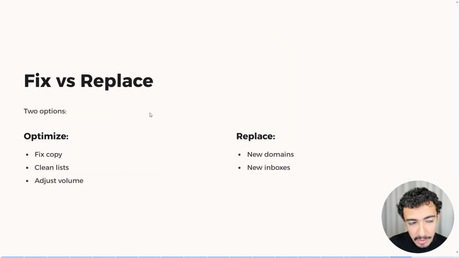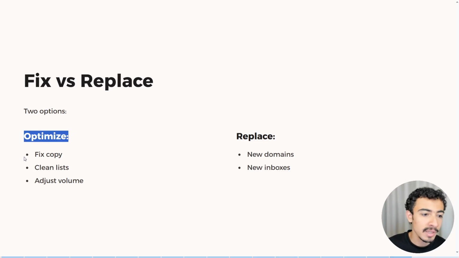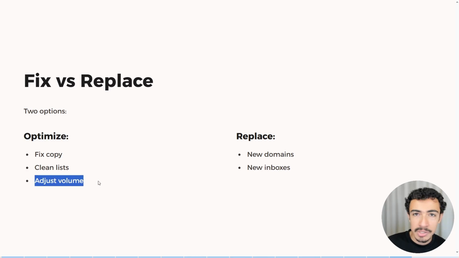Now I want to get into this concept of fix versus replace. There are two ways you really go about fixing deliverability. There's the fixing part, the optimizing part, which is like you fix the copy, you clean the list, you adjust the volume, which is something you can directly do.